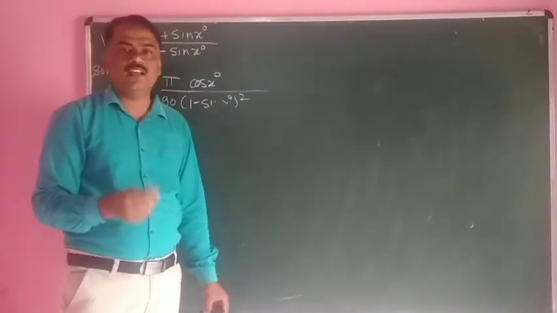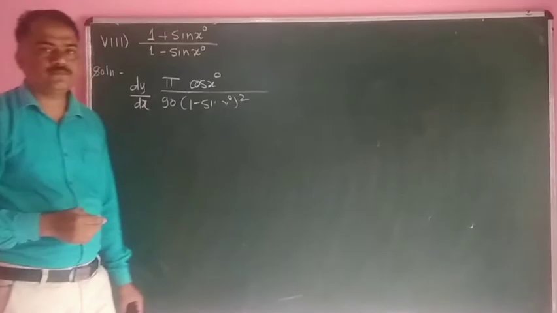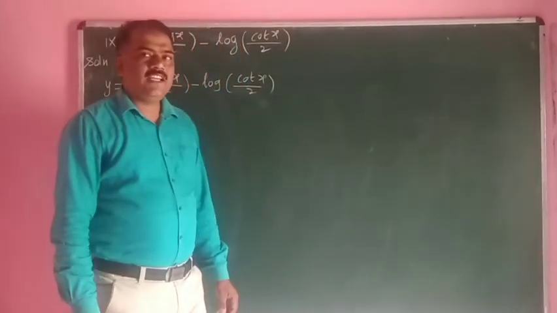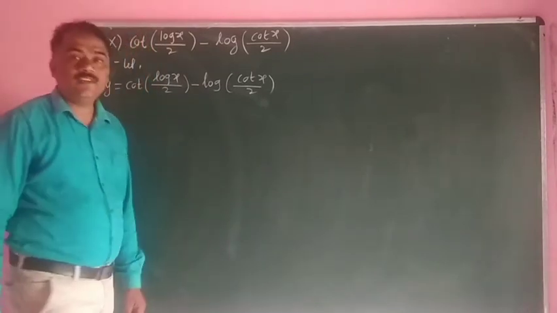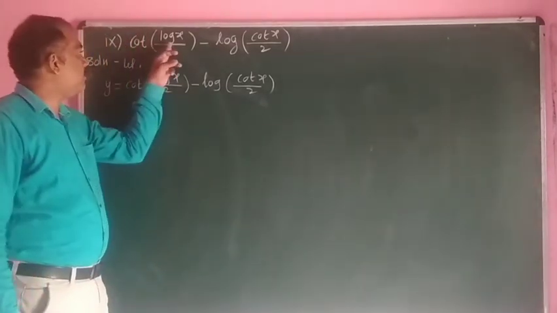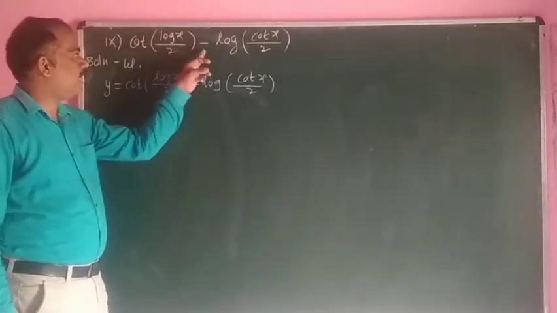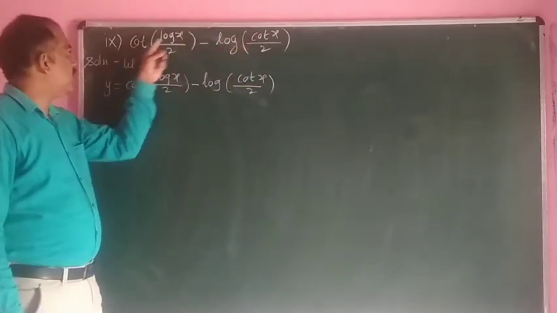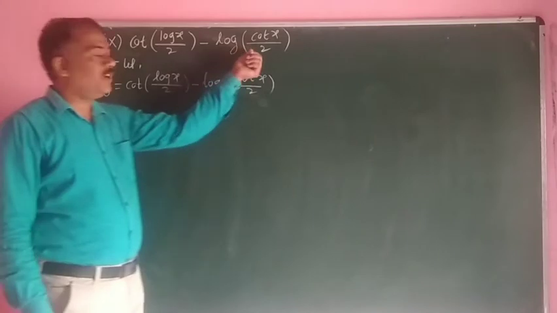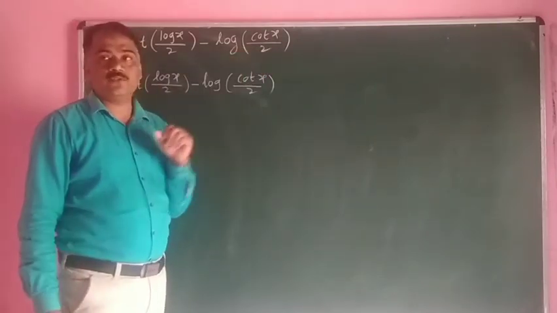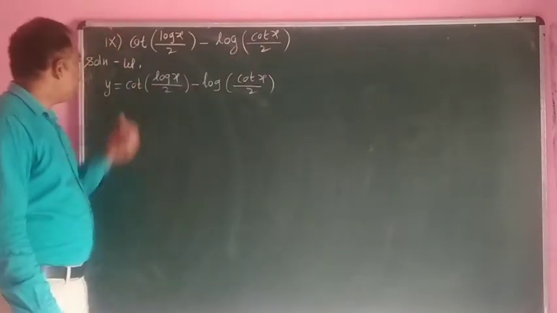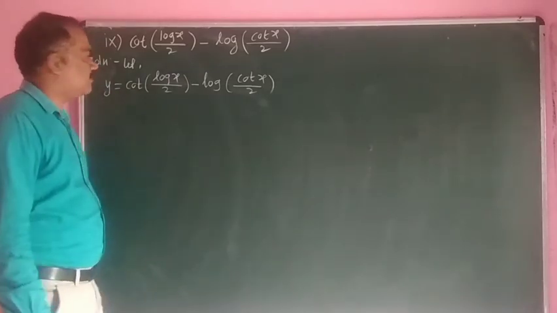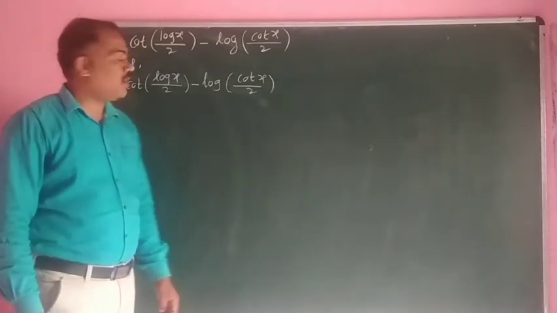We have to discuss the next example, example number 9. What is example number 9? Cot of log x by 2 minus log of cot x by 2. The angle of cot is log x by 2, and here we have to take the log of cot x by 2. So let y is equal to cot of log x by 2 minus log of cot x by 2.